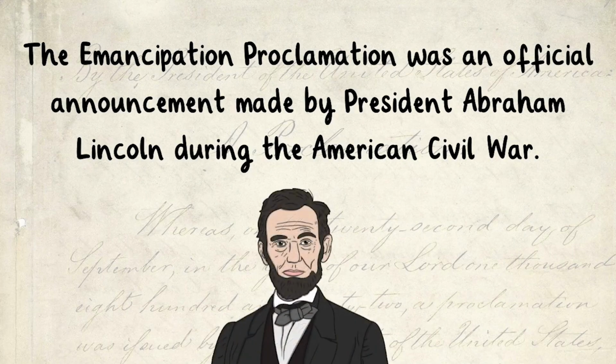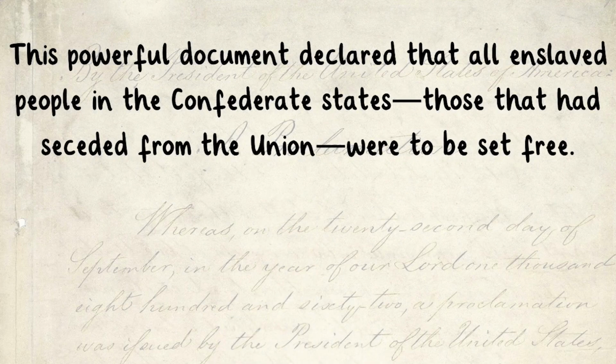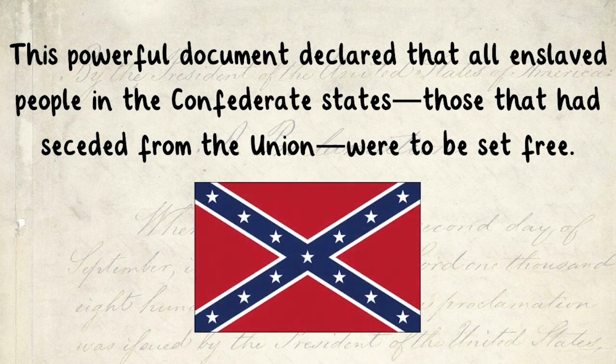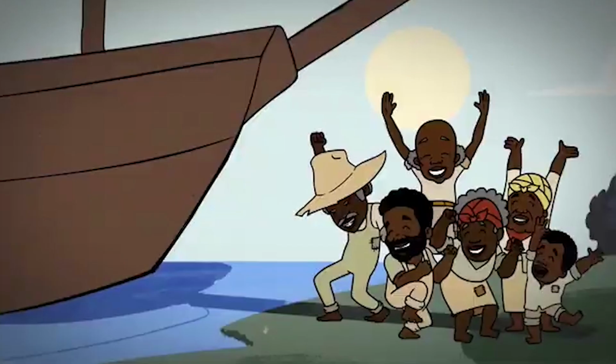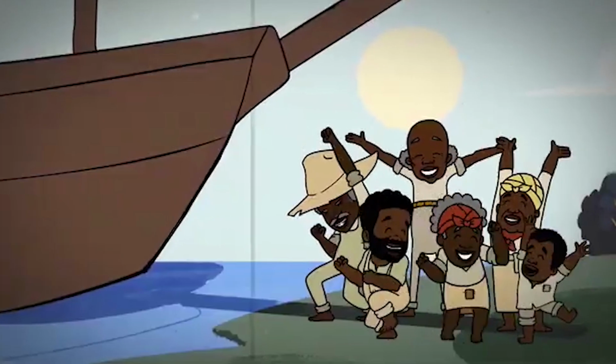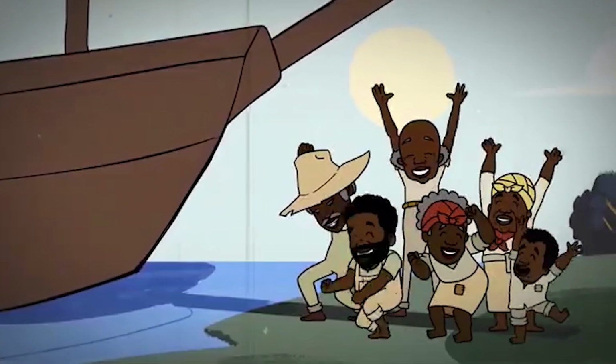January 1st, 1863. Lincoln issued the final Emancipation Proclamation declaring that all enslaved people in the Confederate States of America were freed. June 19, 1865. Union soldiers made it to Texas to inform the last slaves that they were free.